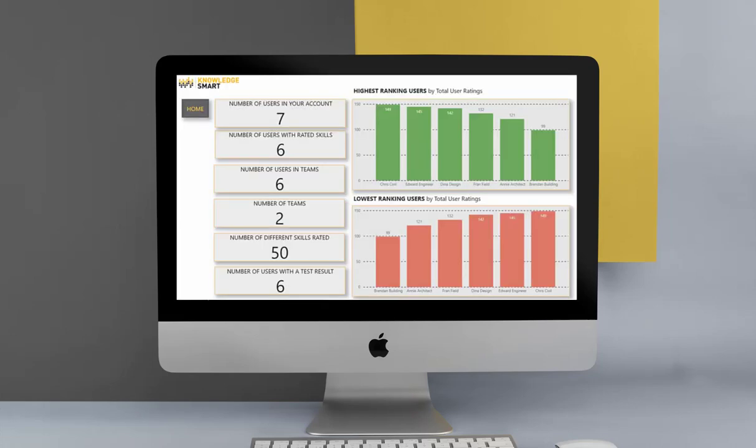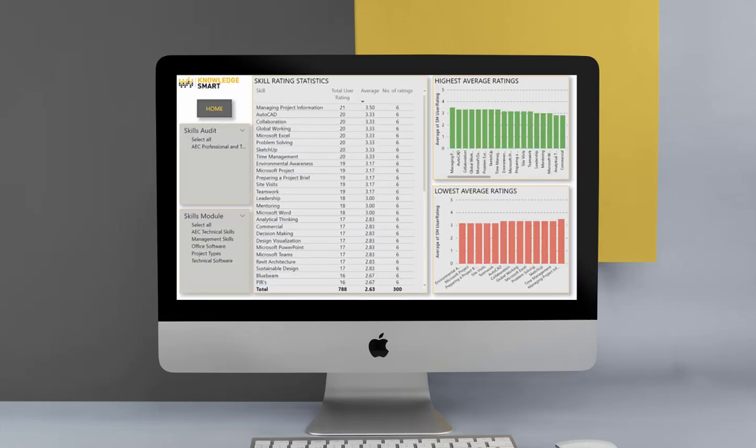There are 3 pages related to skills audit statistics. This is the Statistics 1 page. On the left-hand side are panels which show useful information about the level of usage of KnowledgeSmart for both tests and skills audits. The 2 bar charts on the right-hand side rank users by highest and lowest total user ratings.